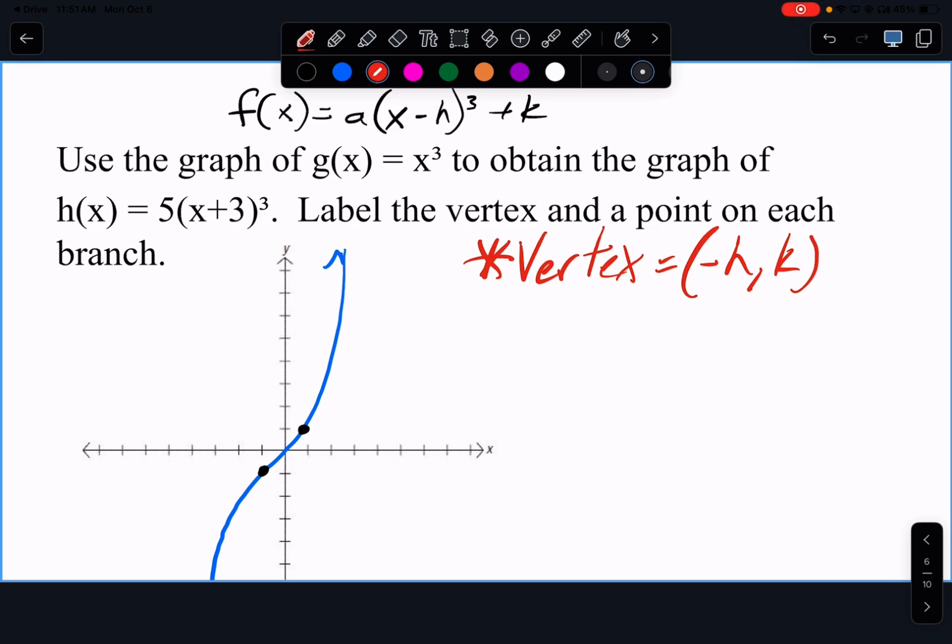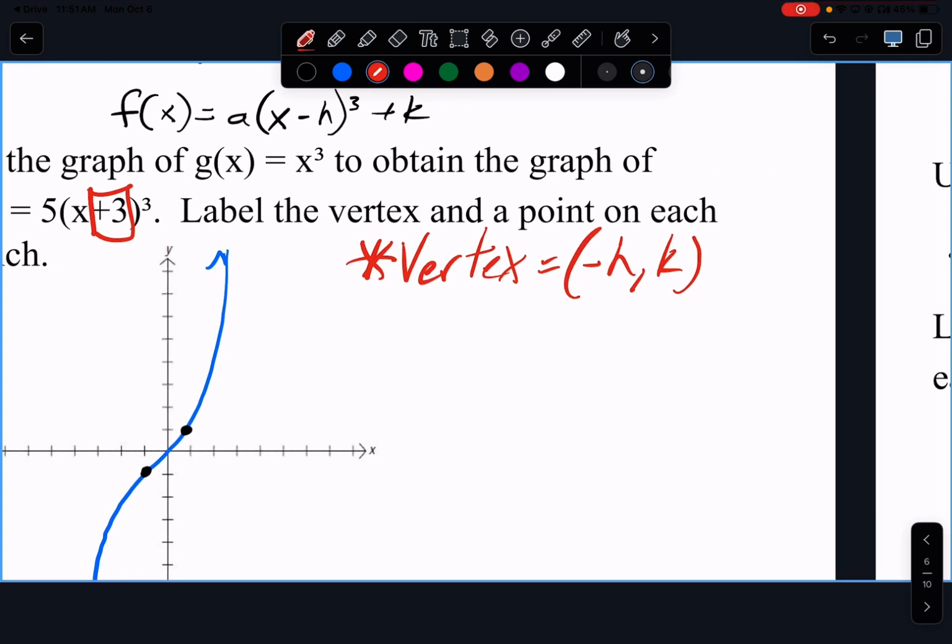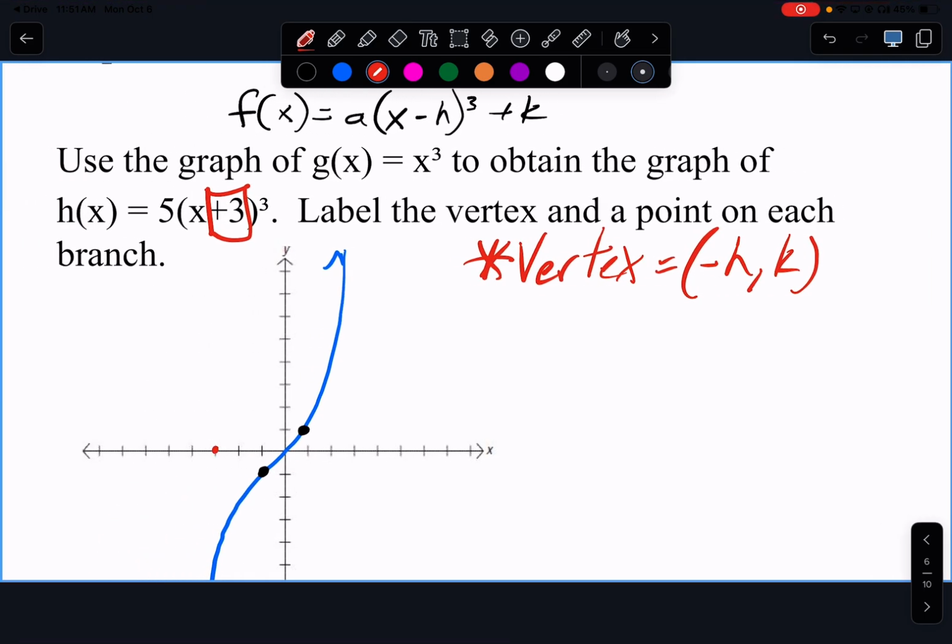All right, now let's figure out where the vertex is on this. Because we don't have a k value, our k is 0. What's my h? H value right here. Yeah, -3, because it's always opposite, right? We already know that that's opposite, so it's going to go -3, so left 3, and then it's not going to go up or down any. So my new vertex is going to be right here at -3.